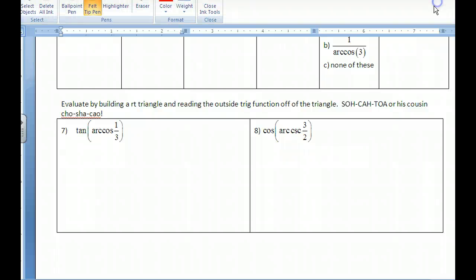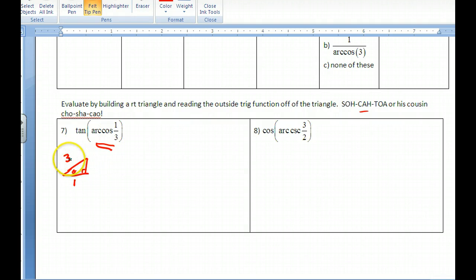If I take this, you take your inside information, which is arc cosine, and you build a right triangle with that. You can do this pretty much the same way every time. Put a theta there. You don't know what the angle measurement is, but you call it theta, and then this is the right angle. Then build it with the cosine. Cosine is adjacent over hypotenuse, so adjacent to this angle measurement is going to be the 1. The hypotenuse is going to be 3, 1 over 3.